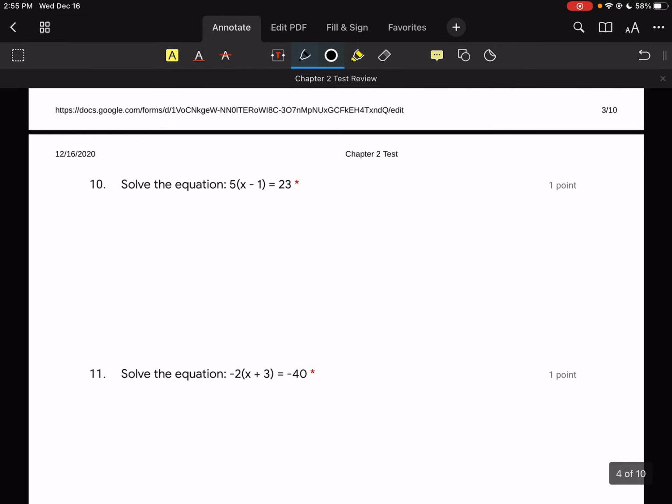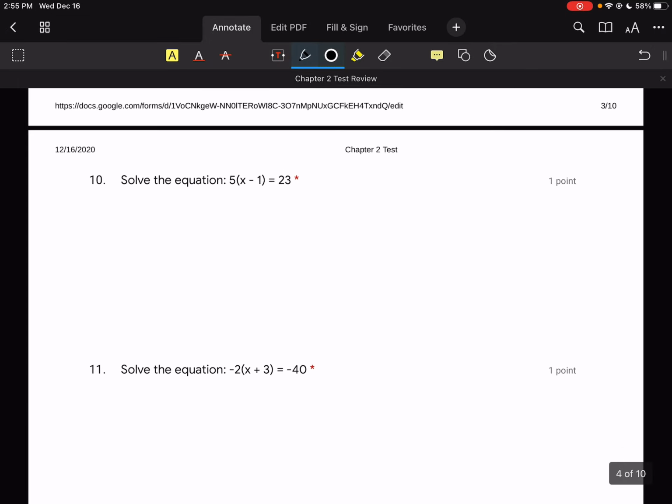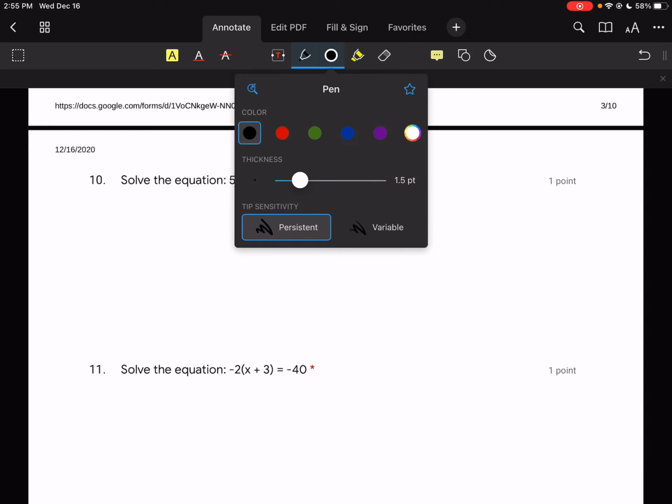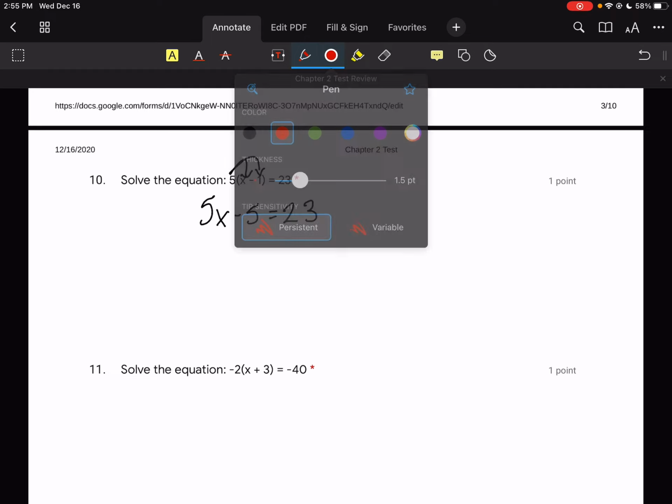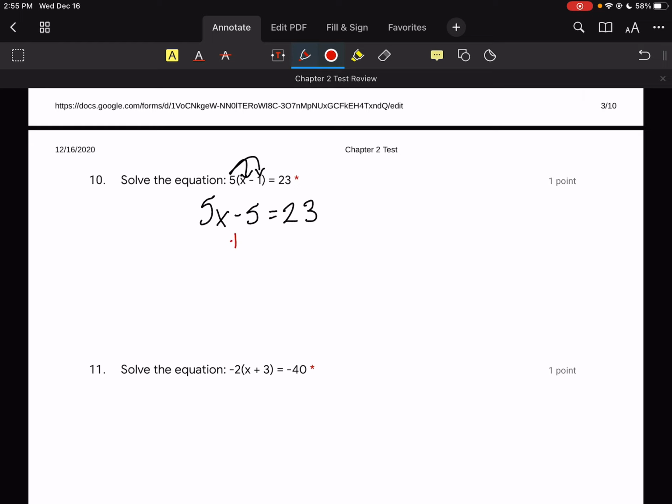So now we're in 2.3. Solve the equation. So on this particular equation, we are going to have to distribute that 5 to both parts of the parentheses. So I'm going to have 5x minus 5 is equal to 23. Remember, the next thing I have to do is undo the addition or subtraction. So I'm subtracting originally, so I'm going to add now, which gives us 5x is equal to 28. And now I can undo the multiplication or division, so I'm going to divide both sides by 5.